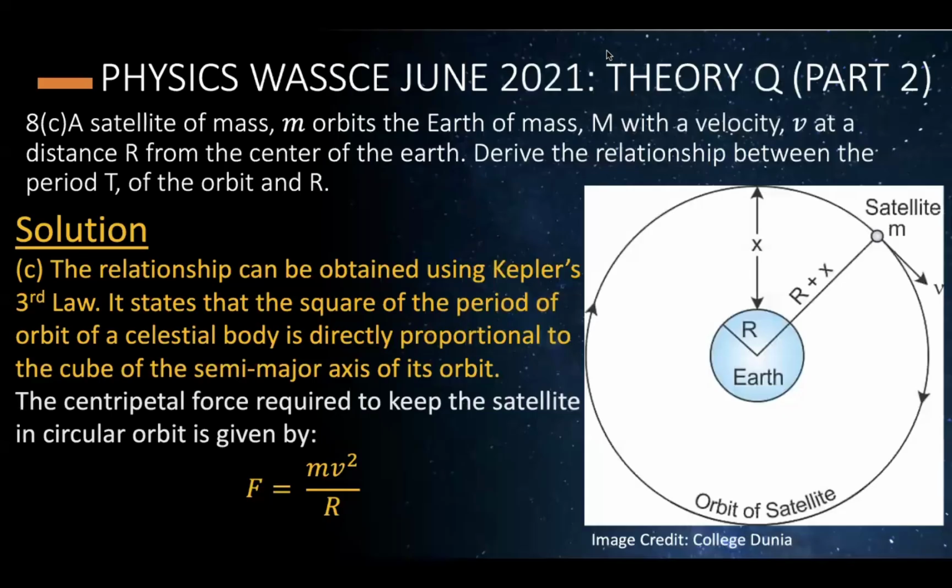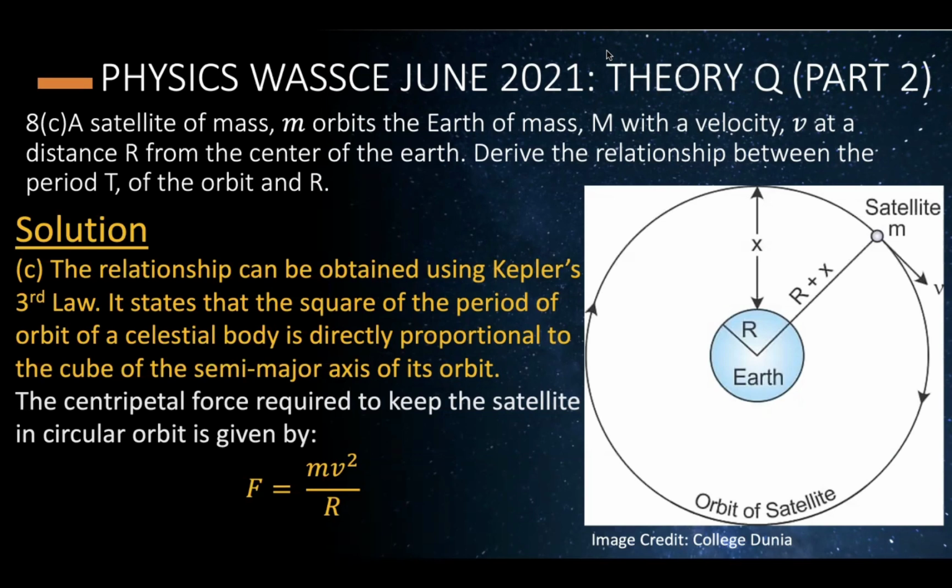And then I would read out the question. A satellite of mass m orbits the Earth of mass M. So you notice the difference in mass. So satellite is a smaller object compared to the Earth. So small m, big M, with a velocity v at a distance r from the center of the Earth. The distance r is similar to the radius of the Earth. Anyways, derive the equation between the period of the orbit and r.